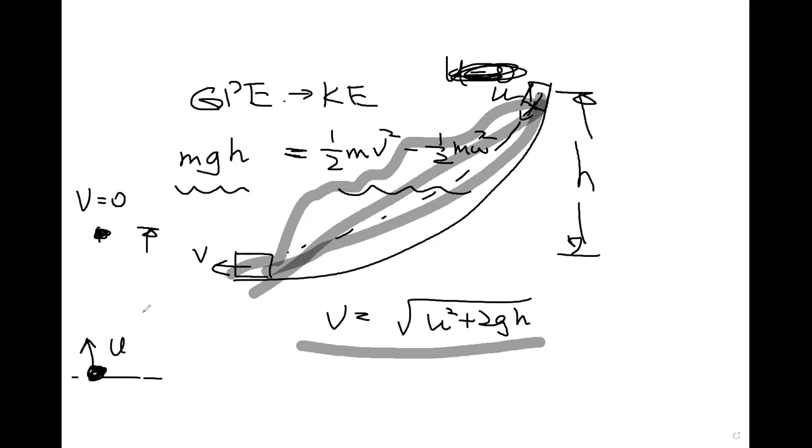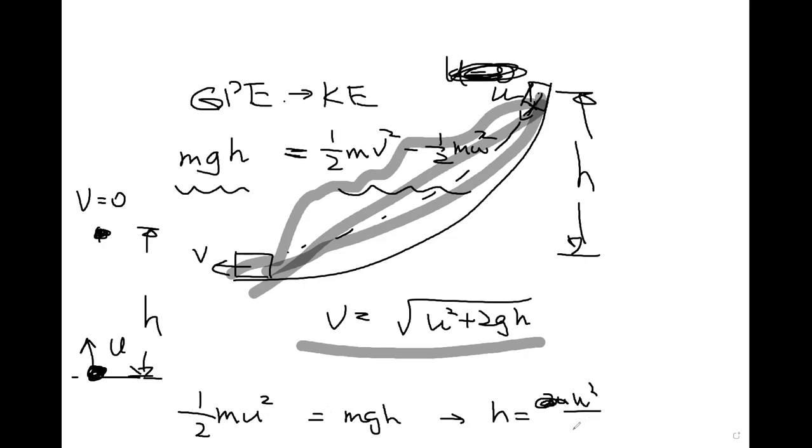Let's say the height is h. Then the change in kinetic energy, that's half mu squared, will be mgh. Then you can get the height to be u squared over 2g. Okay, I think these two are very simple examples.